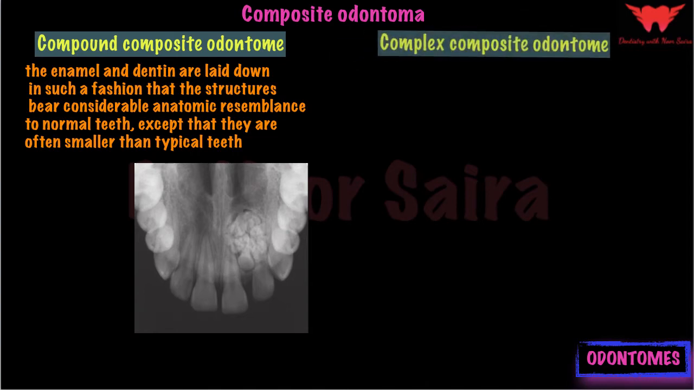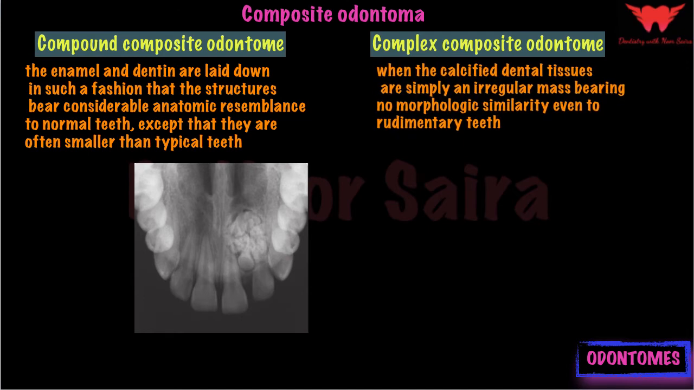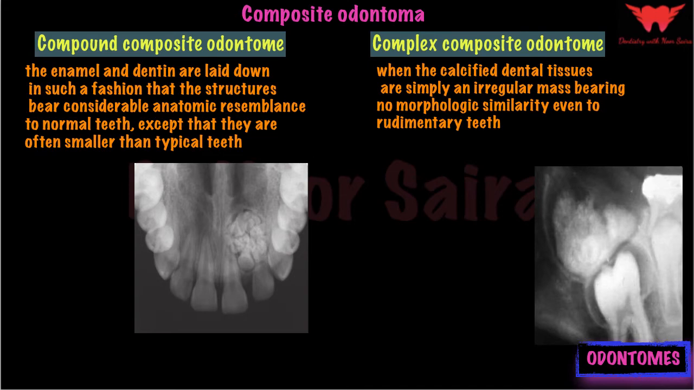The second type is the complex composite odontome. Here the calcified dental tissues are simply an irregular mass bearing no morphological similarity even to rudimentary teeth. The compound composite odontoma is far more common than the complex composite odontome, and these lesions are usually more common among children and young adults, mostly in the second decade of life. Both sexes are equally affected, however, there might be a slight male predominance.